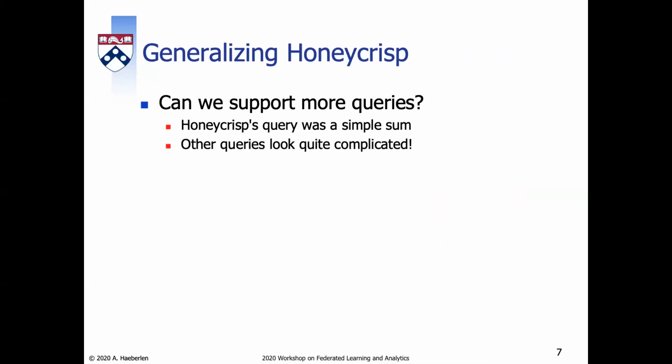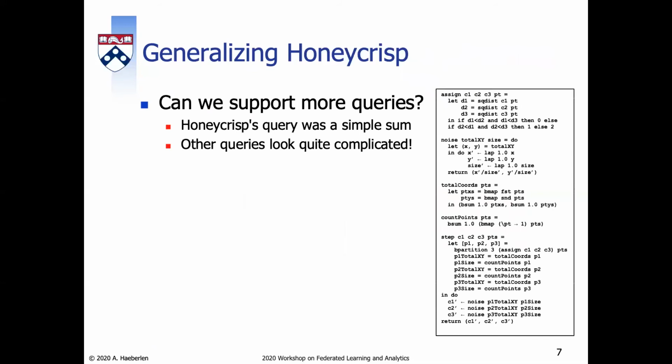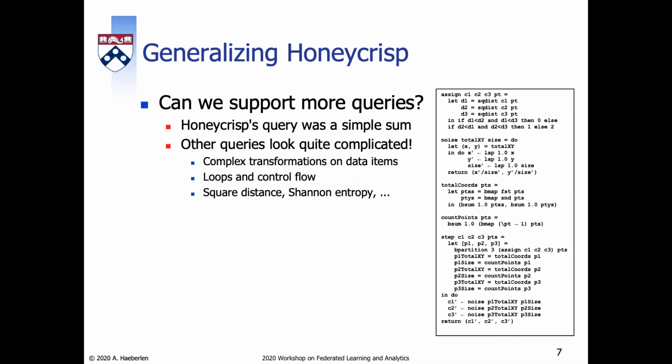At first glance, that is very tricky, because Honeycrisp's query was simple. It was just a sum, whereas other queries can be quite complicated. So let's have a look at an example. Here is a query that we looked at that computes the k-means clustering of a distributed data set. And you can say this is a very complex query. It has complicated transformations in the data. It has control flow. It can have loops. Maybe some people will compute squared distance. And so lots of complicated things in there.